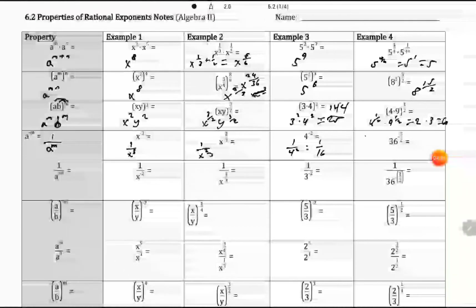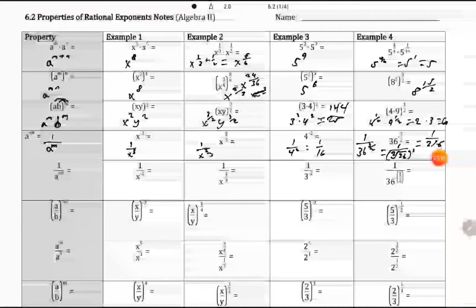And then this is 1 over 36 to the 3/2. And then from yesterday, we should know this as 1 over the second root, or square root, of 36 to the third power, which is equal to 1 over. So the square root of 36 is 6. 6 cubed is 216.